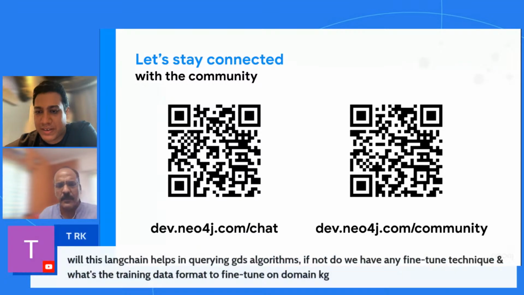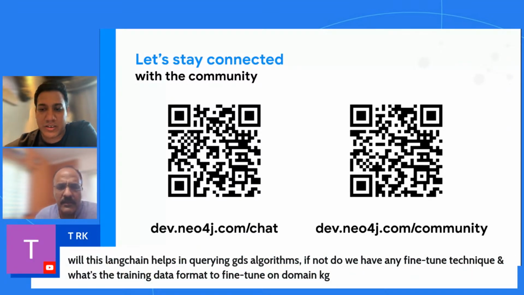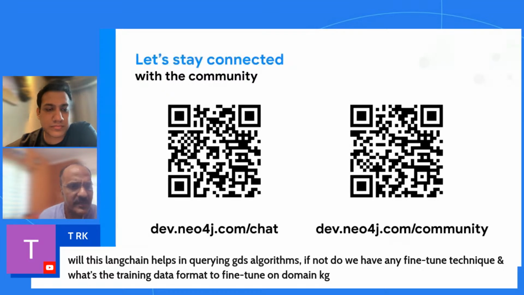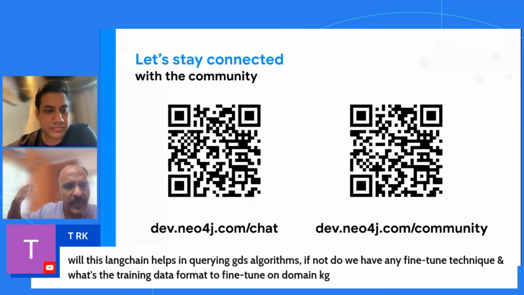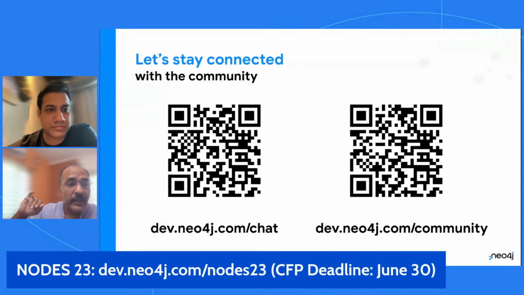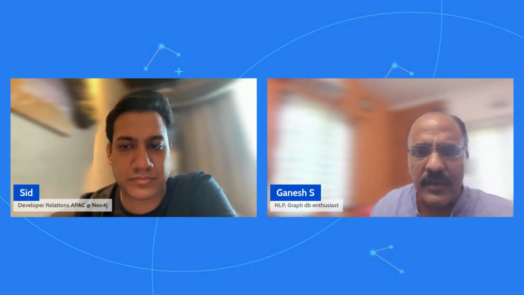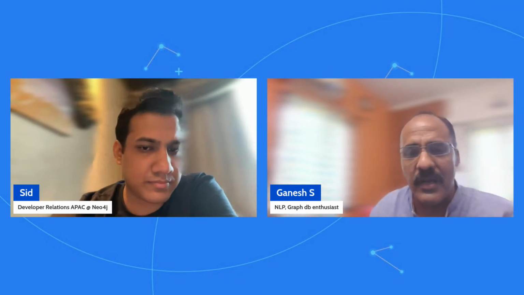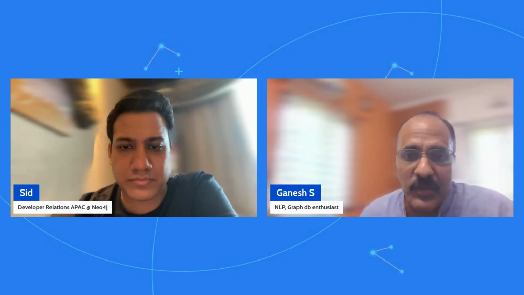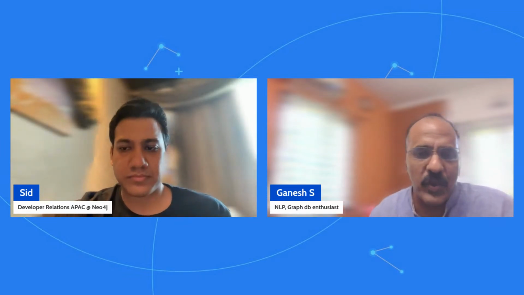Let's take up the next one by TRK. Will this Langchain help in querying GDS algorithms? If not, do we have any fine-tuned technique? And what's the training data format to fine-tune on domain knowledge graphs? Langchain is not meant to query GDS algorithms, if I'm not wrong. Langchain is an abstraction over the OpenAI library, simple as that. Instead of you going directly to import OpenAI and writing queries, Langchain gives you the convenience of creating a query chain. It gives you the convenience of using different avatars in your prompt. It gives you the convenience of remembering context by way of giving you memory and all of that stuff, right? So what Langchain does is possibly slightly different from giving you a facade or an interface to GDS, is my best response to that. Maybe I didn't follow the motive behind the question, but Langchain is an abstraction over the OpenAI SDK. That is what it is.